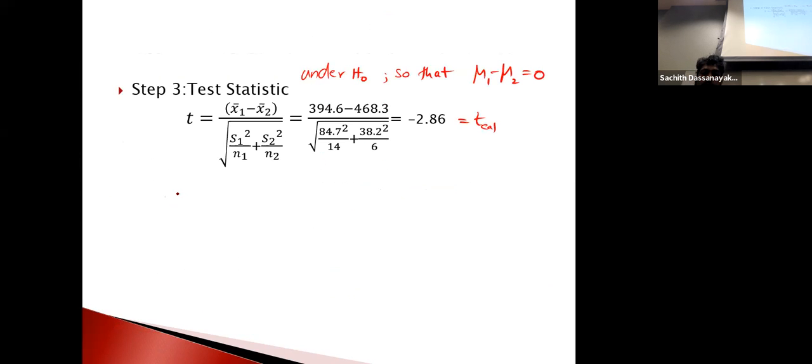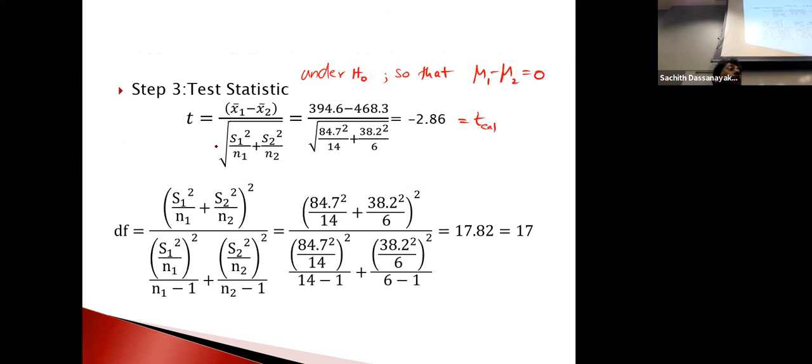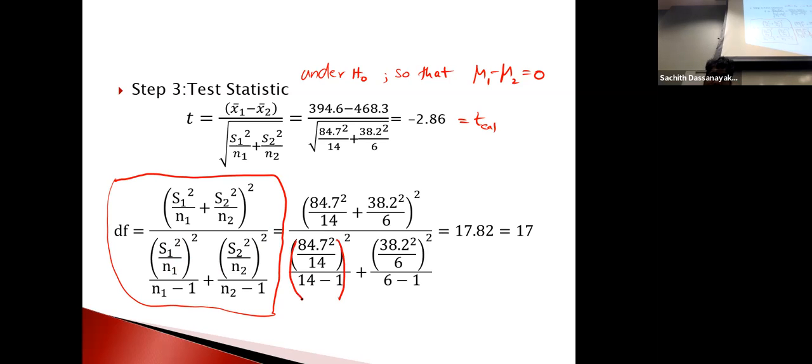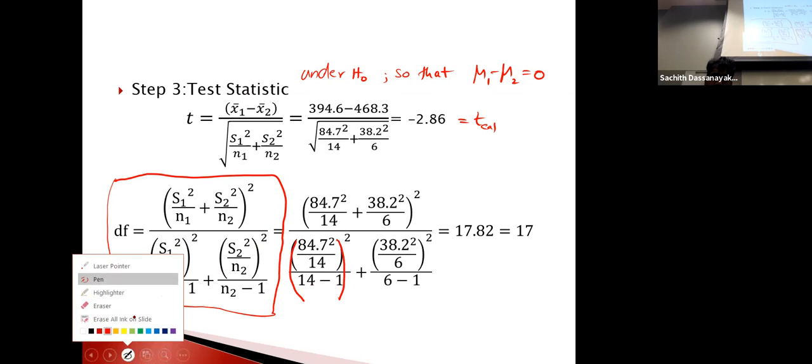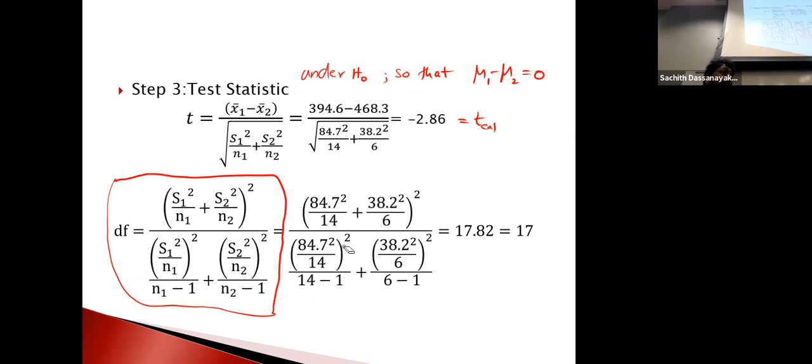Next step is to find the degrees of freedom. Check this one. This is the formula for the degrees of freedom. Once you plug in the values, it's going to be like this. In the denominator, S1 squared over N1, squared. That squared term doesn't belong to this N1 minus 1. So please don't consider it like this. It is not like this. Please be careful when you are plugging in the values.